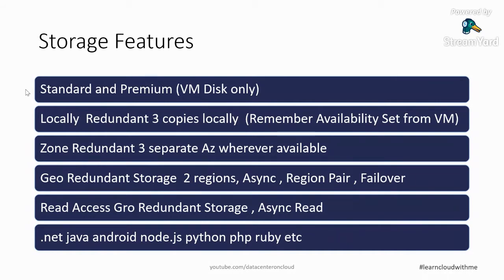Zone redundant is used whenever there is an availability zone, and it will put the three copies in three different availability zones. And geo redundant follows the previous design of Microsoft Azure physical infrastructure. It comes with the region pair. Let's say West US is connected with another US region, and for Singapore, Hong Kong is its region pair, because it falls under, you can say, not the same geography, not the same country, but some kind of laws are the same.